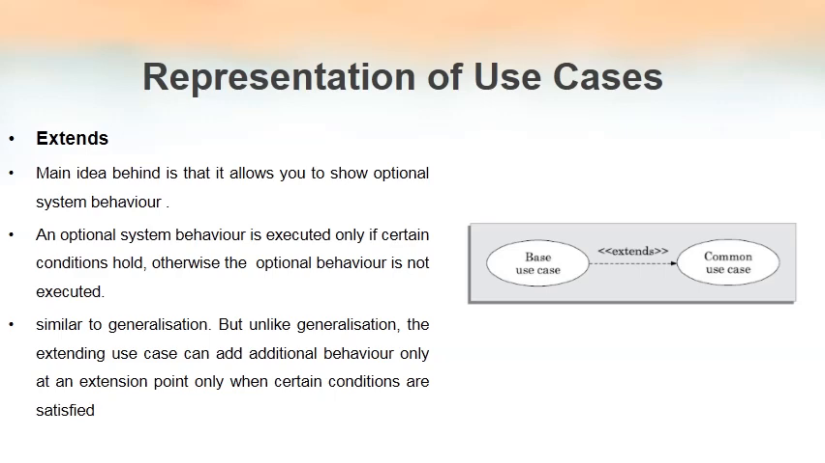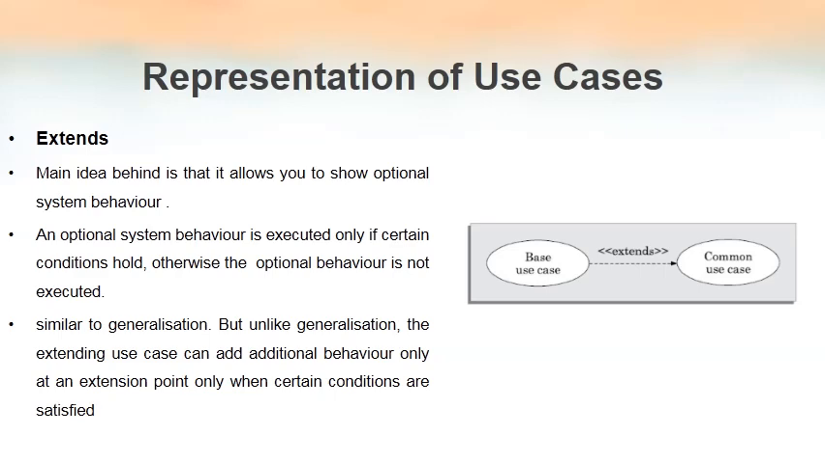Next is the extends relationship. Okay, the extends relationship is used to show optional system behavior. So this is how we represent the extends relationship between the use cases. We have the base use case, again a dotted arrow similar to the include relationship, but the label is extends. Okay, so it is used to indicate or show the optional system behavior.